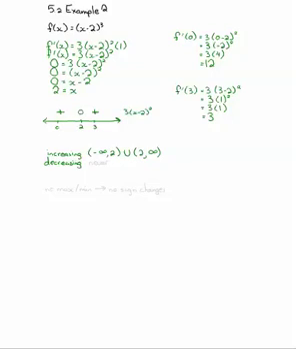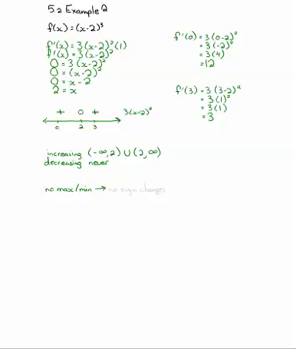Decreasing, that's when our sign analysis is negative. We don't have that. So this function is never decreasing. Maximum, minimum, well, we don't have any of those either.